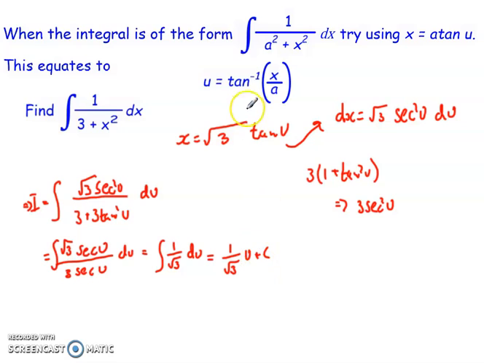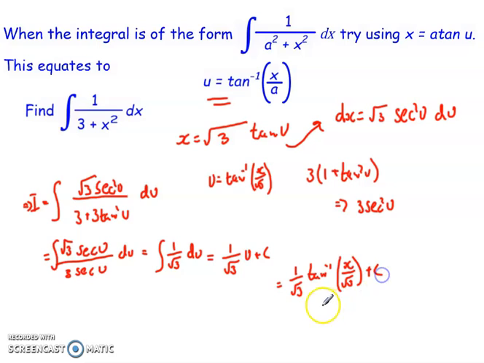Now again, we go back to the original part here. We know that if we've got an x in this format, we get a u in this format. So if I've got x equals root 3 tan u, I can rearrange that and get that u is equal to tan minus 1 of x over root 3, which can then be substituted in here to get rid of the u. And if I do that, what I'll end up getting is 1 over root 3 tan minus 1 of x over root 3 plus c. So there you go, there's my final solution for that.